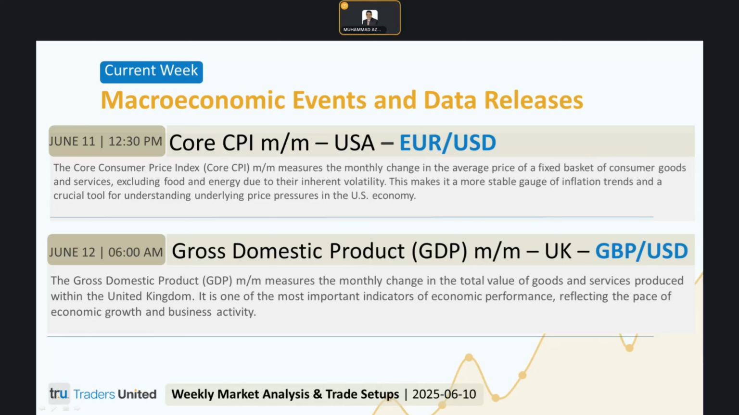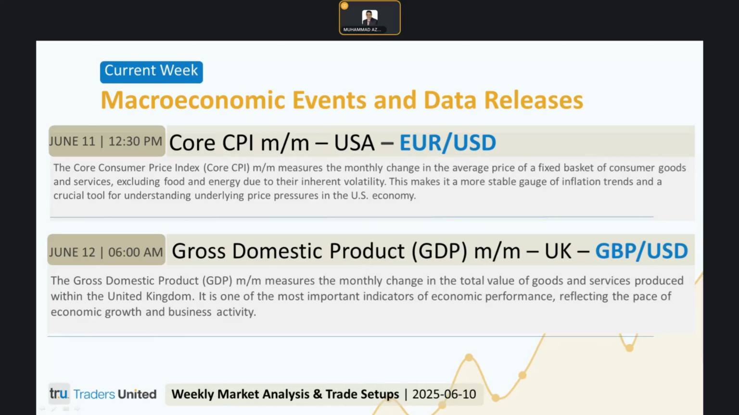Now, if the core CPI matches the forecast of 0.3%, then this signals inflation is tracking as expected, and the US dollar may react in a muted fashion depending on accompanying data such as services inflation or shelter costs.